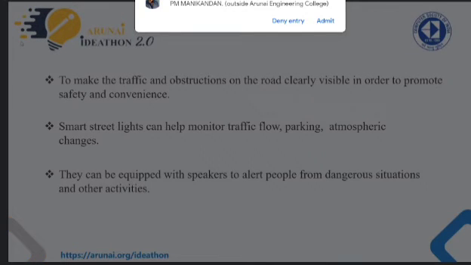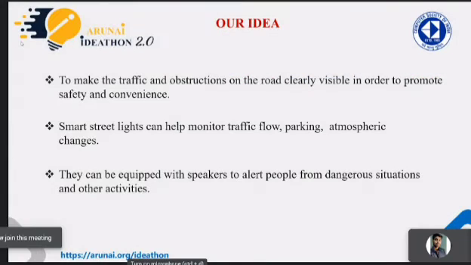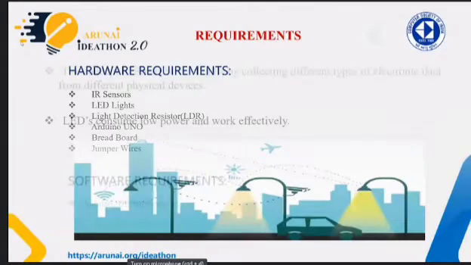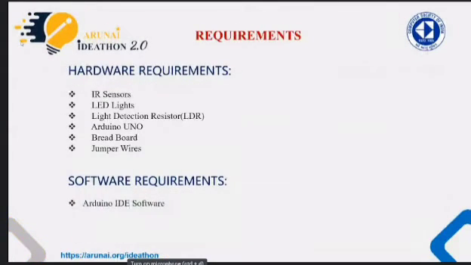Now we see about our idea. A smart street light is a public lighting fixture that incorporates technology such as sensors, light sensing, and photocells to introduce real-time monitoring. It helps in recording the systematic activities. They can be equipped with speakers to alert from dangerous situations and other activities. By using the IR sensor, it helps to detect movement of objects like vehicles and humans. LED consumes low power and works efficiently.